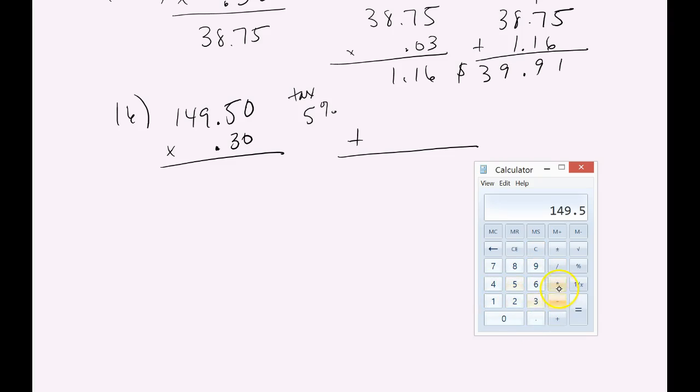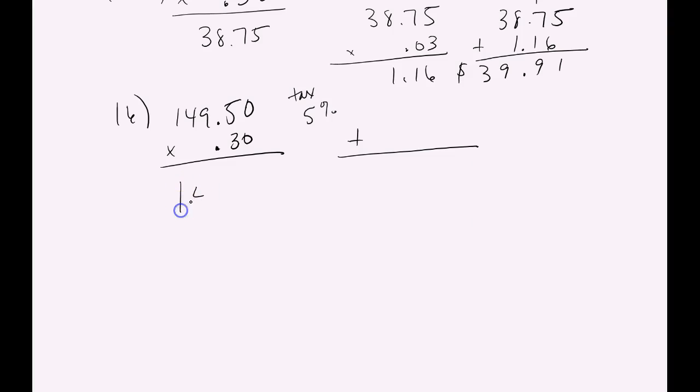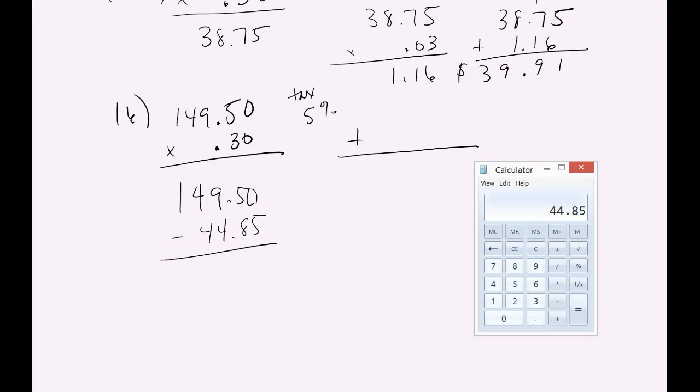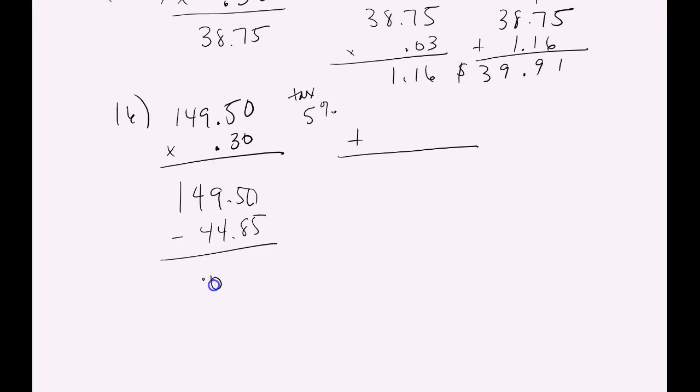All right, 149.5 times 0.3, and that would be 44.85. Minus, what did I say? 44.85. Okay, so we're going to math that out. 149.5 minus 44.85. Okay, so that's 104.65.